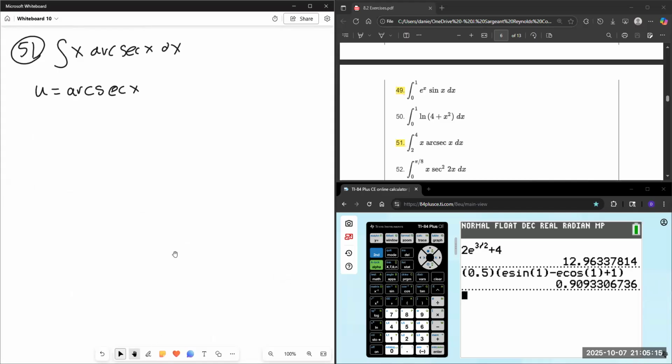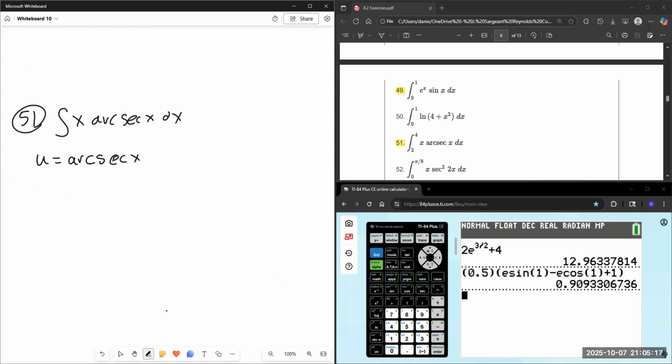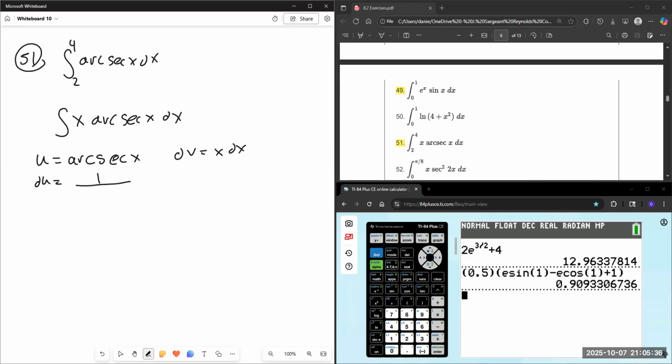Let's go ahead and here write 51. And let's not forget my limits here. dv has to be x dx. So du is 1 over x root x squared minus 1 dx. V is 1/2 x squared.